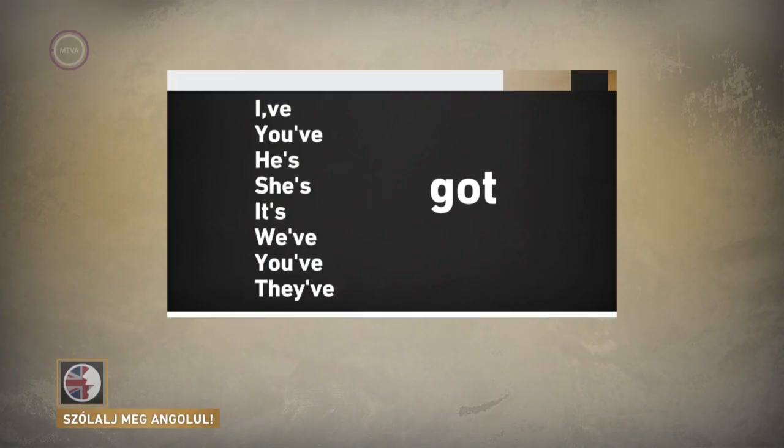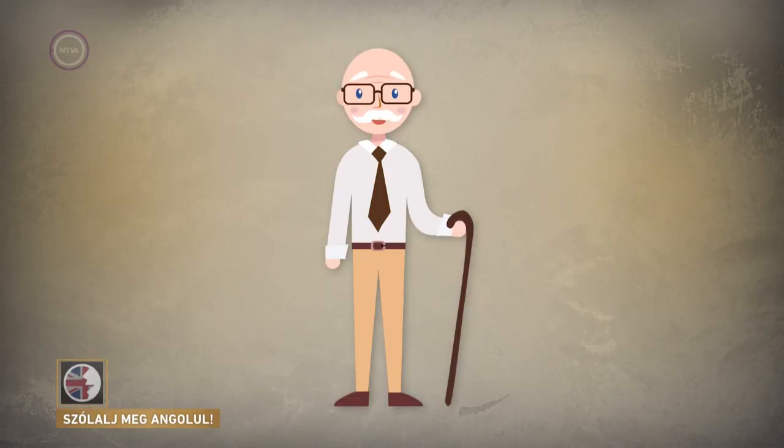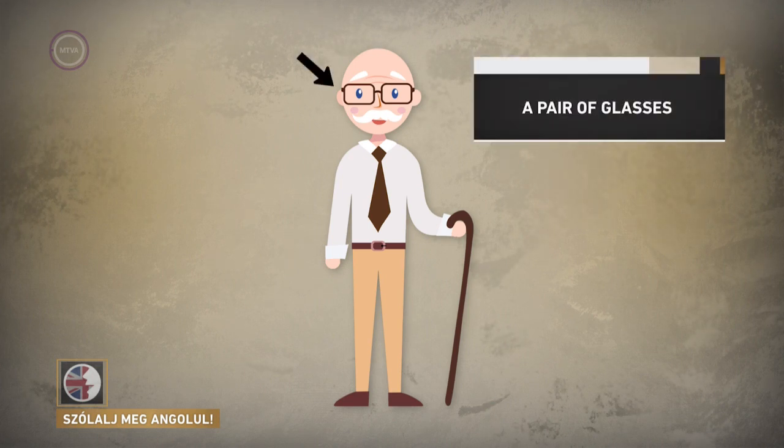Now, we normally use the short version, don't we? So, what's the short version? Now, what else is on Jeffrey's face that I can tell you about? Aha! There! Look at that! Jeffrey's got a pair of glasses.